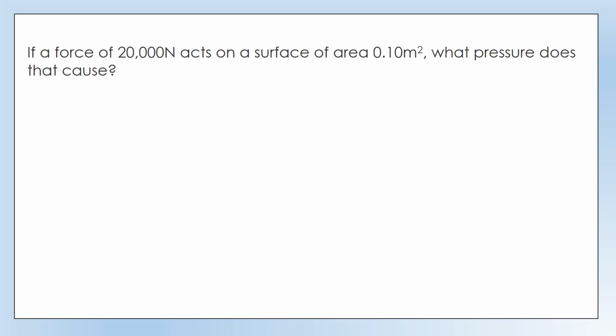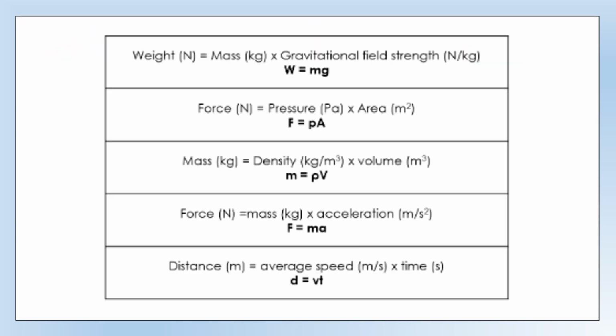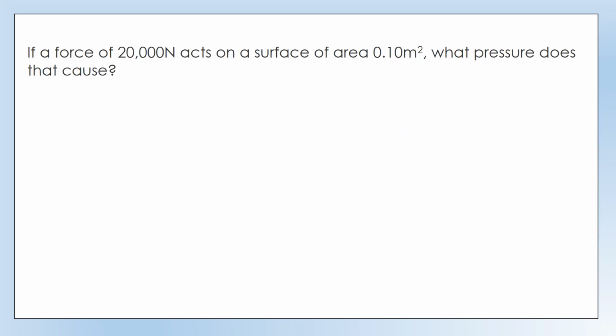So we've got a force of 20,000 newtons acting on an area of 0.10 meters squared. What pressure does that cause? So again, what have we got in the question? We've got force, area, and pressure. So, aha, here we go. Second one down, we've got force, pressure, and area. So to get force, we multiply pressure and area.